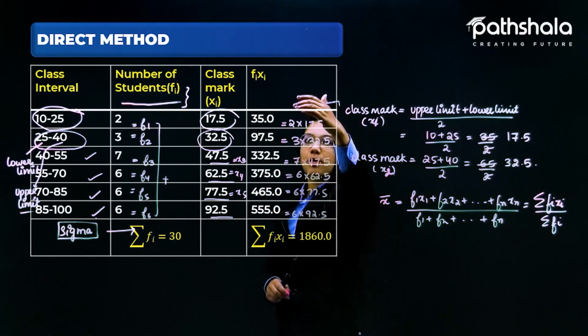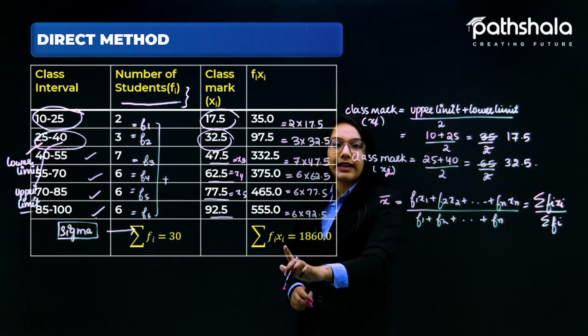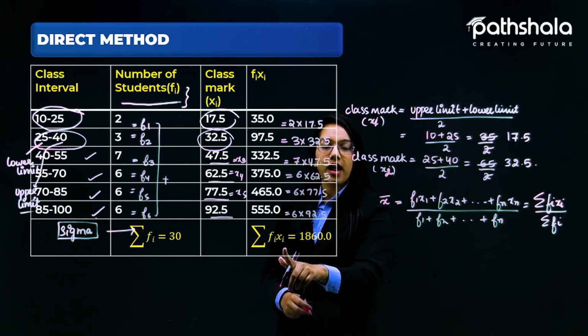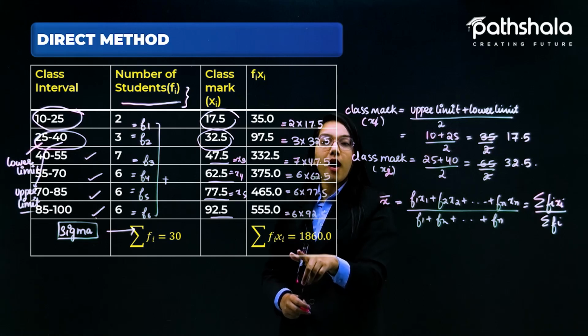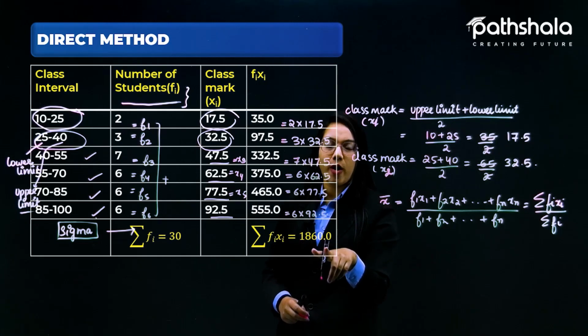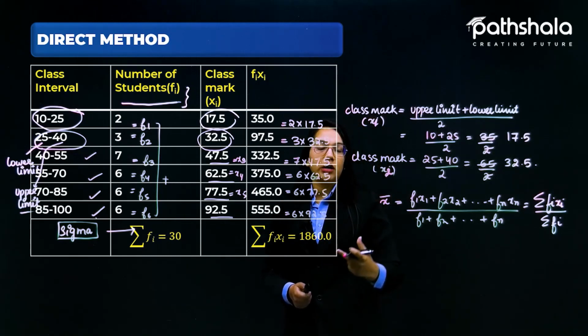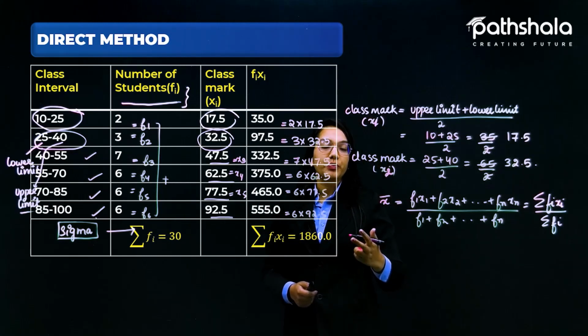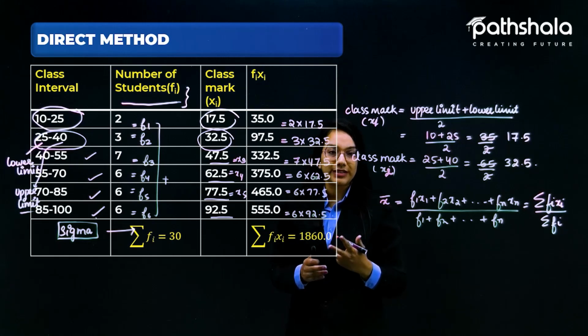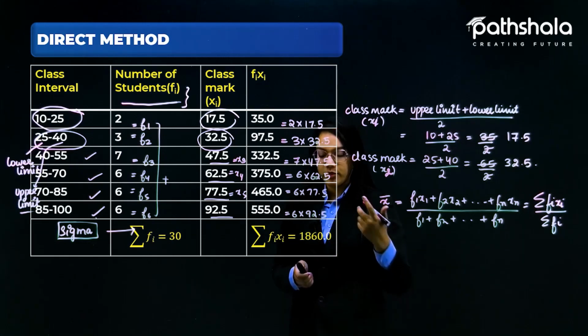And after taking the sum of all these, we get sigma fi xi equal to 1860.0. So this is the sum of the products of the frequencies with respect to their observation.